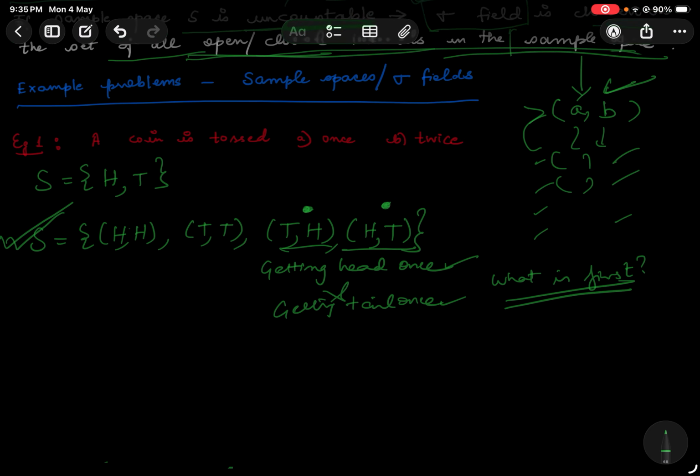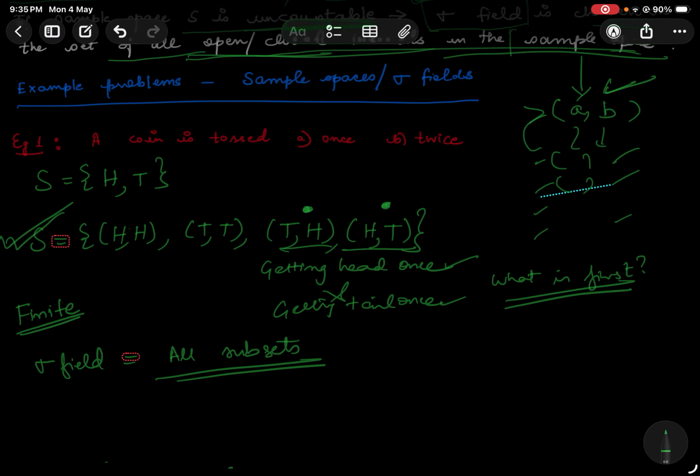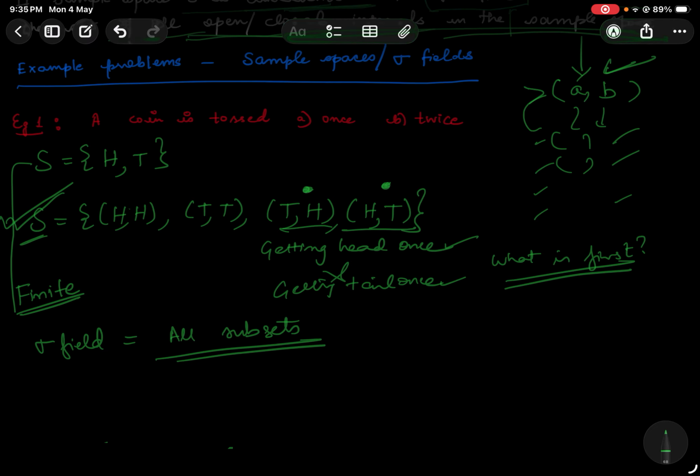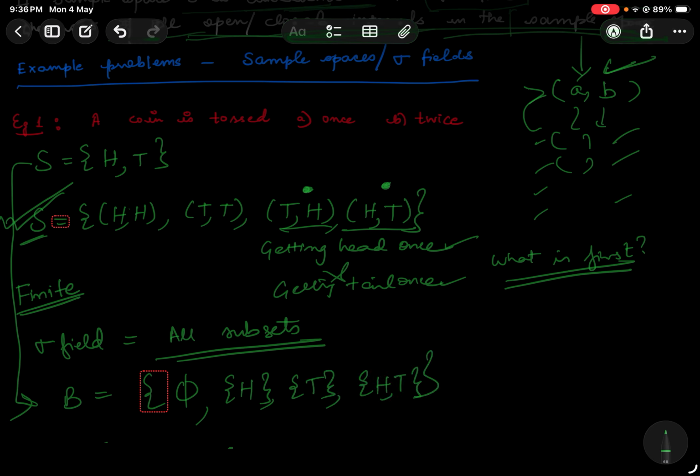So now both of these sample spaces are finite. So what is my sigma field? It is actually all subsets. There is no doubt here. All subsets. And although this one would be difficult, if you consider this one, right, we can actually write down the sigma field. It will be the empty set, head, this is one subset, this is the other subset, and this is the set itself, which is always a subset, and the null set is also a subset.